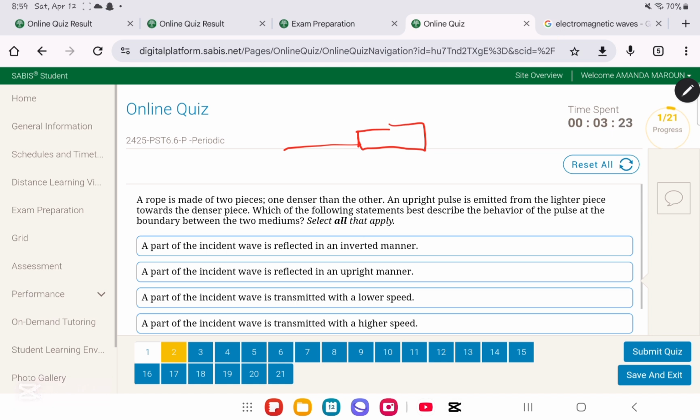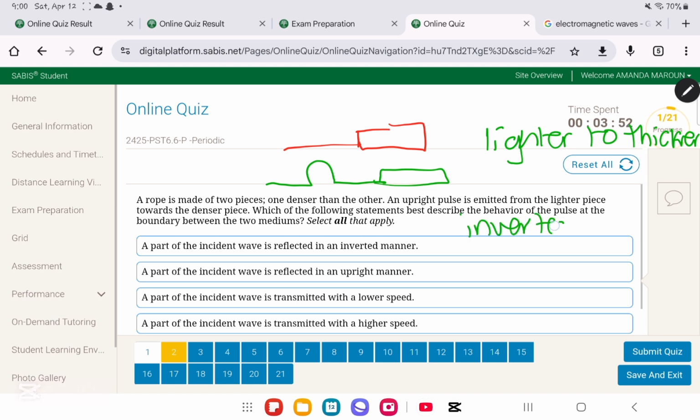An upright pulse is emitted from the lighter piece towards the denser piece. So what's going to happen is that you're going to have a pulse that will go from the lighter piece to the thicker piece. What we need to know about the behavior is that if we are going from lighter to thicker, we are going to have an inverted reflection. We're also going to have a slower speed in the thicker.